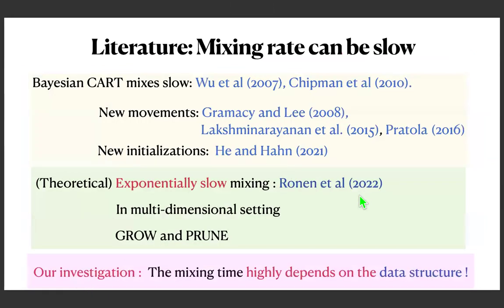In the literature, people have empirically found that it can actually be very slow, so there were many efforts to improve this mixing rate by proposing new movements or new initializations. And when we were working on this paper, there was a provocative paper that says that this mixing rate can be exponentially slow. So we wanted to investigate more on this matter. And our key message is that, yeah, it can be slow, but it can also be fast. And it actually depends on the data structure.